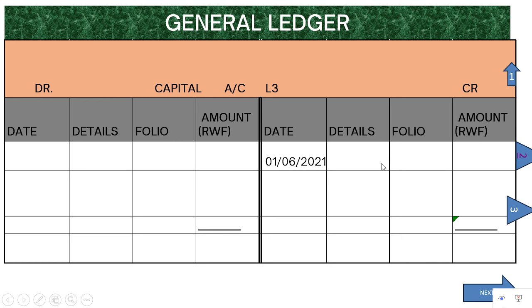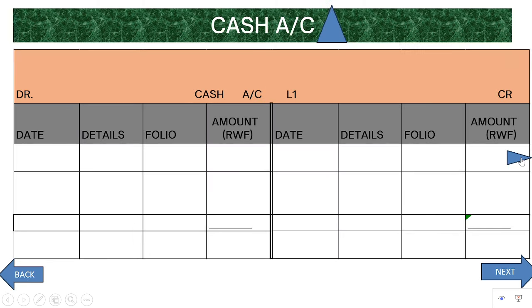Here we shall credit capital, and remember in details we shall write cash, because the corresponding account, the account to be debited, is cash. Automatically we go to the cash account and we debit the cash account, and in details we indicate capital. Why? Because it is its corresponding account, the capital is credited. Then the amount here, 100,000.